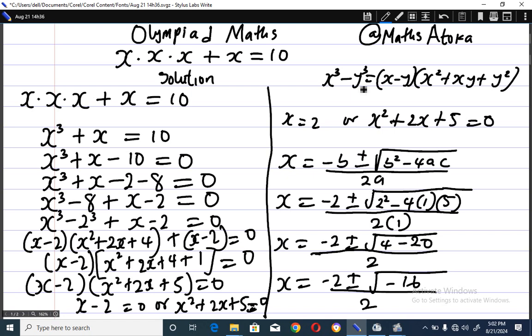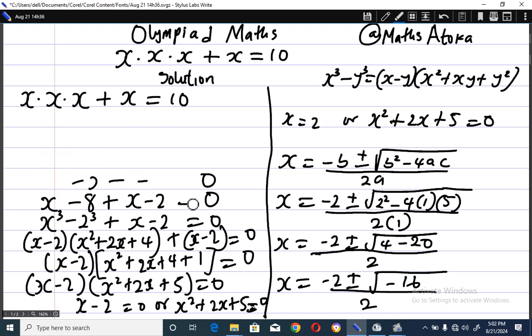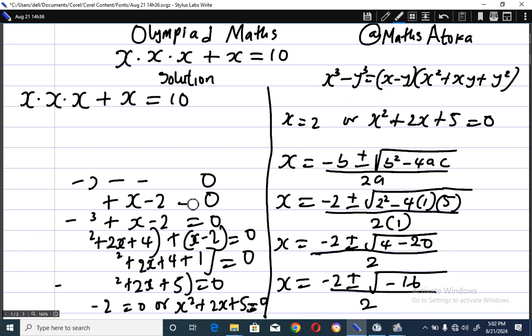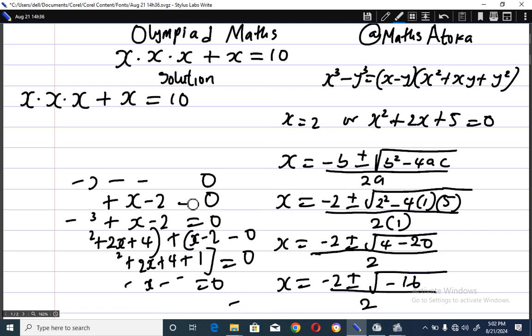So now permit me to clean the other side so that we can just continue. So if I clean this side, so don't forget we have already gotten that x is 2 as one of the solutions, and that is the only real solution to that question. The rest are complex solutions. So let's have this.